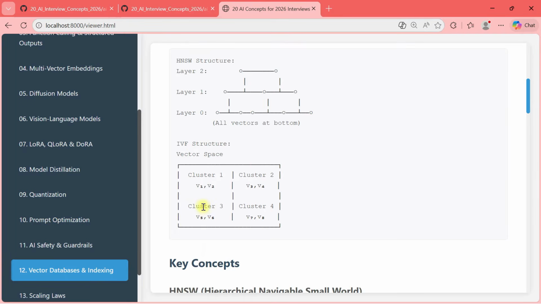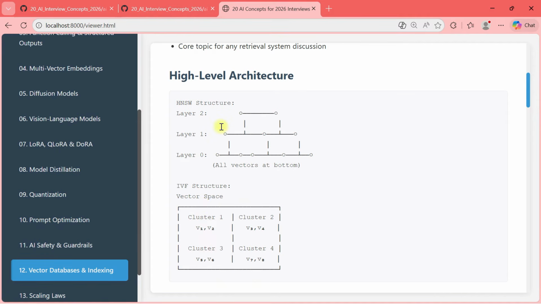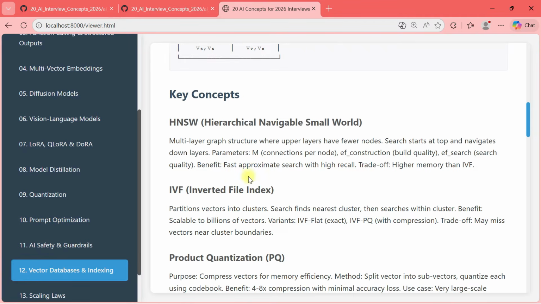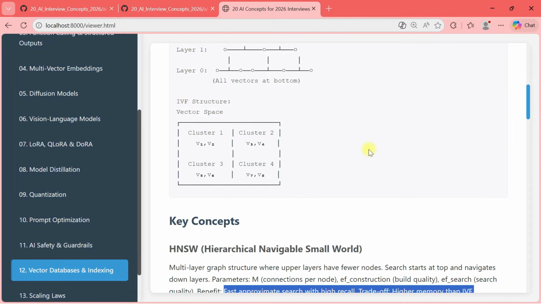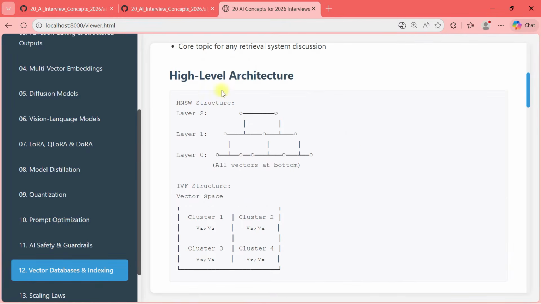The benefit is, imagine all these vectors are basically put in a DB and somebody goes and hits the entire database. But this one is a better way of finding the relevant match. So what it's saying is fast approximate search with high recall; the trade-off is higher memory than IVF. Basically you need more memory for this, but it will be faster. It will go node by node and reach the needed nodes fast. That is one way of storing your vector embeddings, not a traditional way of storing embeddings.